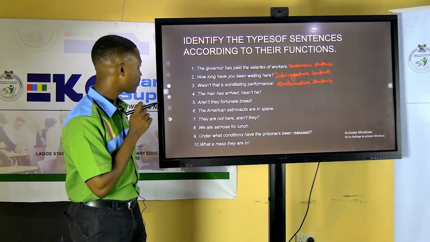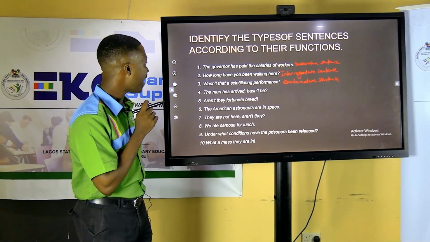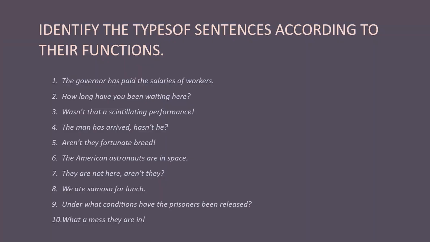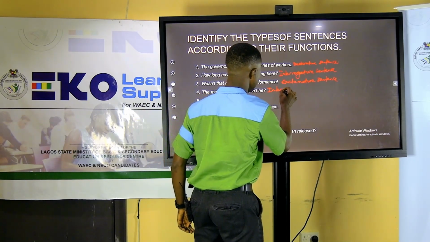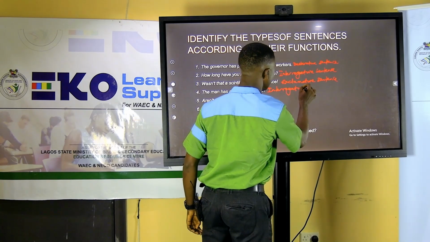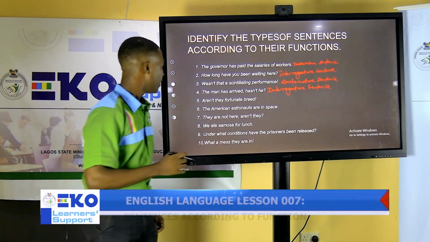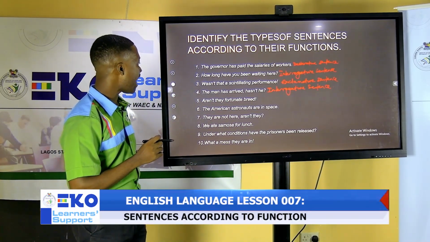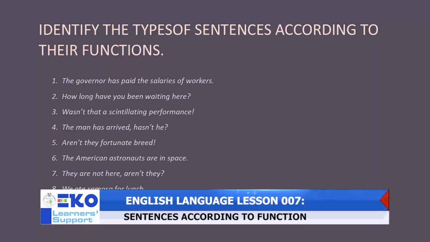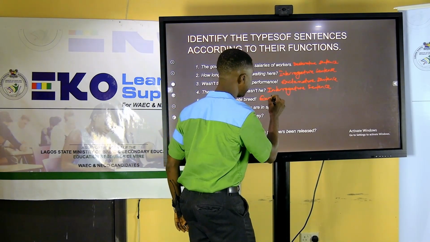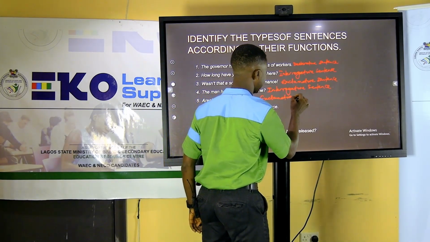The next one. The man has arrived, hasn't he? It is what type of sentence? Yes, it is interrogative. This is what we call the tag question. Question number 5. Aren't they a fortunate breed? What type of question is that? Wow, yes, it is an exclamative sentence.